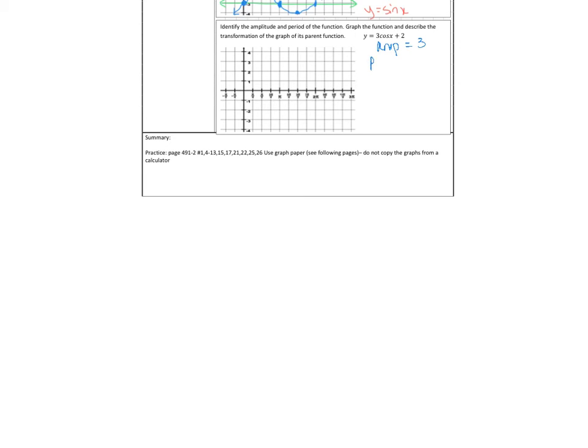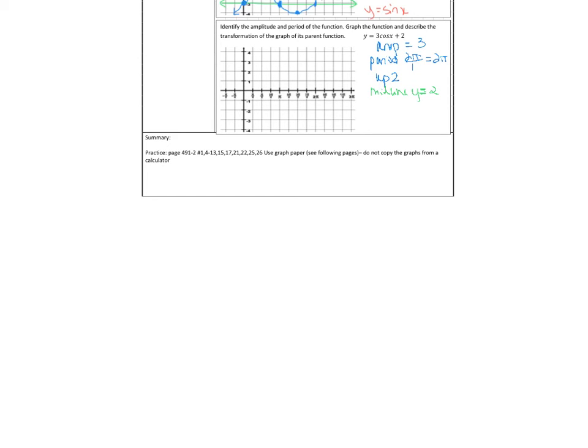The period is always 2 pi divided by b, and in this case our b is a 1 because I don't see any number multiplied by my x. So just 2 pi. I can see there's a shift up 2 because of the 2 added on at the end. And then my midline is going to change as well to y equals 2 because of that shift up 2.